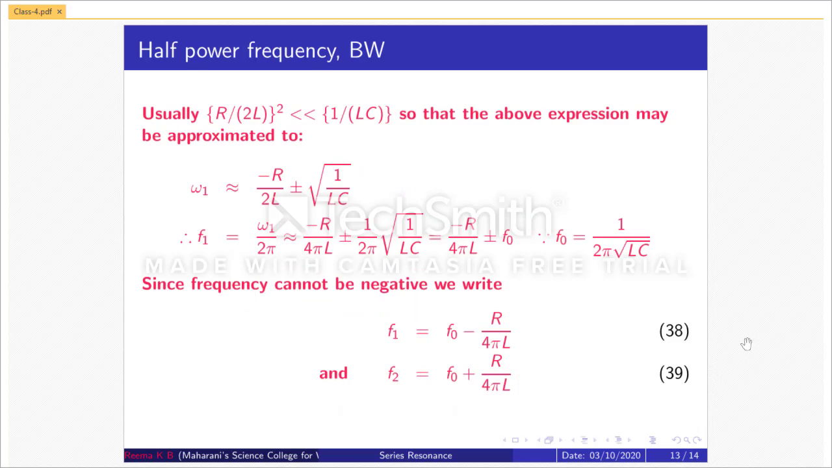Usually (R by 2L) whole square is much less than 1 by LC, so that the above expression may be approximated as omega 1 is approximately equal to minus R by 2L plus or minus square root of 1 by LC. Therefore, F1 is equal to minus R by 4 pi L plus or minus F0, where F0 is equal to 1 by 2 pi times square root of LC. Since frequency cannot be negative, we write F1 is equal to F0 minus R by 4 pi L and F2 is equal to F0 plus R by 4 pi L.